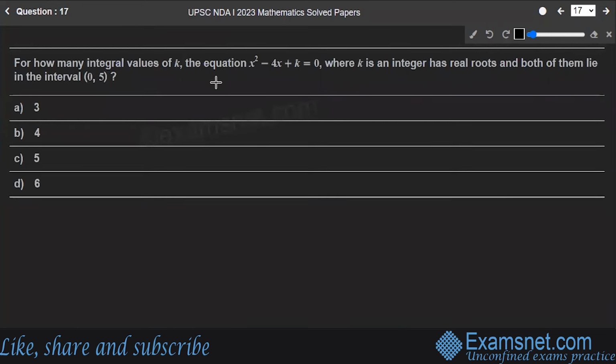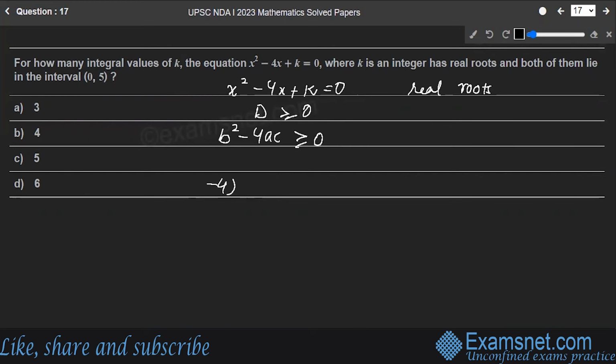So the given equation is x squared minus 4x plus k is equal to 0. They have the real roots. And you know, for the real roots, the discriminant has got to be greater than or equal to 0. What is the discriminant? b squared minus 4ac is greater than or equal to 0. What is b? Minus 4, squared, minus 4. a is 1, c is k, is greater than or equal to 0. 16 is greater than or equal to 4k, or k is less than or equal to 4.